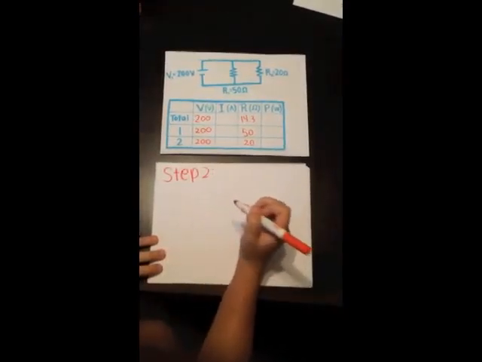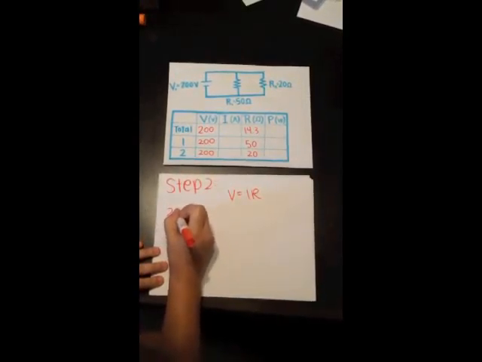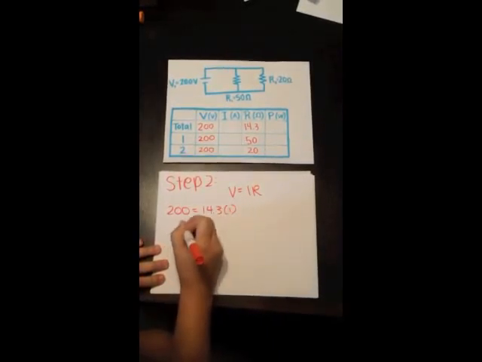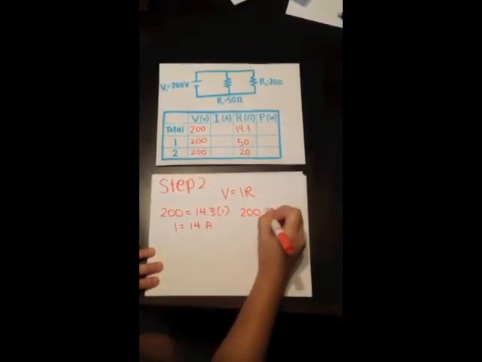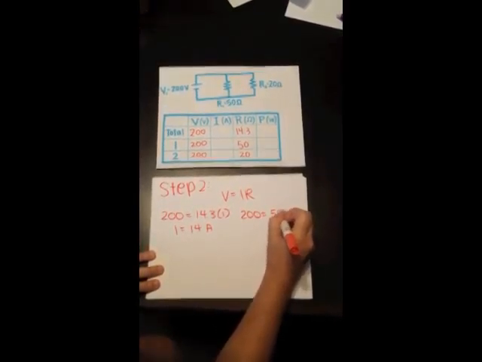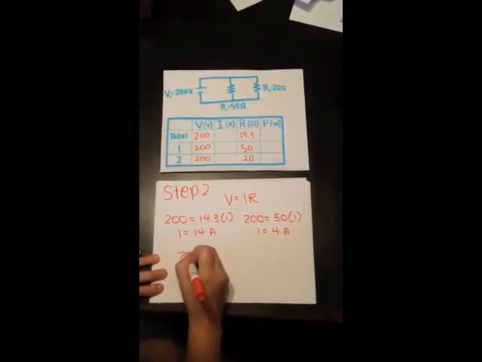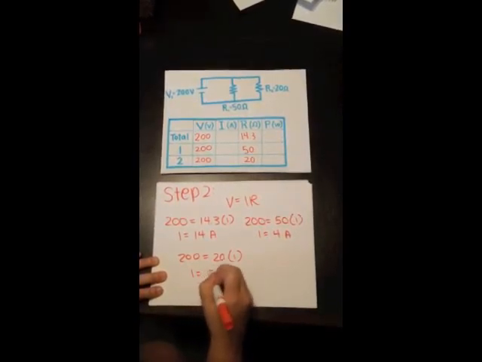The second step is finding the current, and we use the equation V equals IR to solve. For the total, it would be 200 equals 14.3 times I, and I equals 14A. For the first resistor, it would be 200 equals 50 times I, and I would equal 4A. And for the second resistor, it would be 200 equals 20I, and I equals 10A.